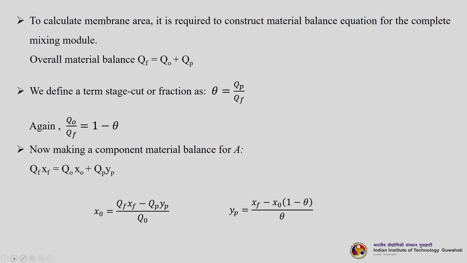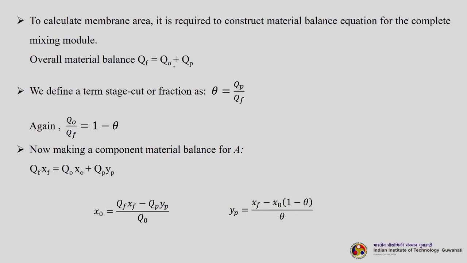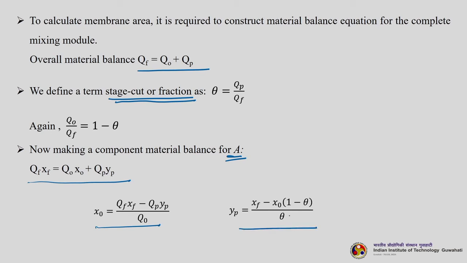To calculate the membrane area, it is required to construct the material balance equation for the complete mixing module. You can see what Q naught actually is here. Q naught is the reject flow rate and Qp is the permeate flow rate. So, QF equals the reject flow rate plus the permeate flow rate. We can define a term called the stage cut or fraction, which is this theta, okay, equal to Qp by QF. So, again we can write Q naught by QF equals 1 minus theta. Now, making a component material balance for component A: QF XF equals Q naught X naught plus Qp Yp. So, you can write X naught like this from this particular equation and Yp from this particular equation, something like this. So, you get the mole fractions basically.